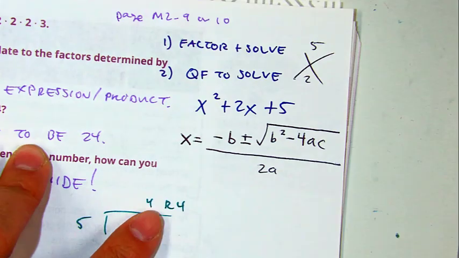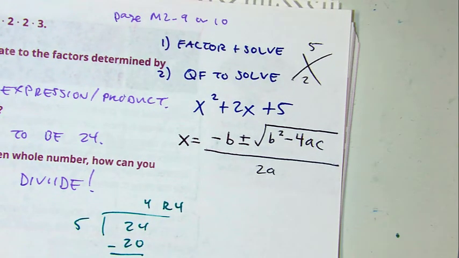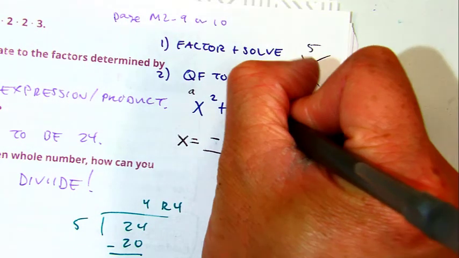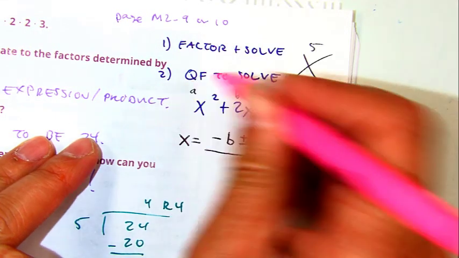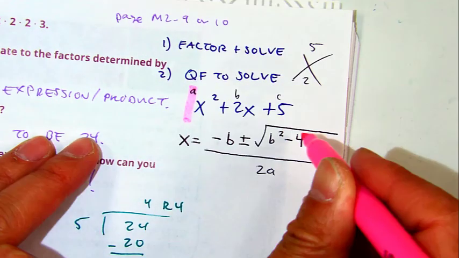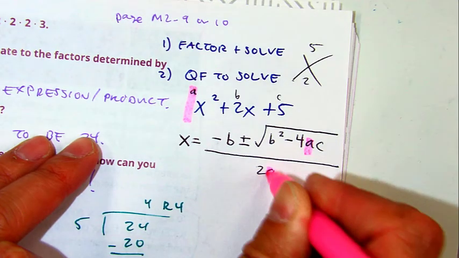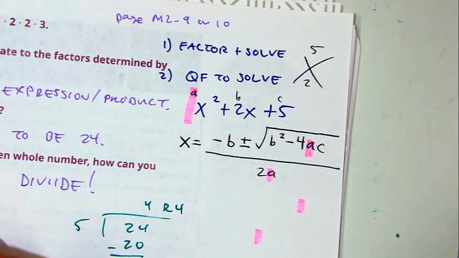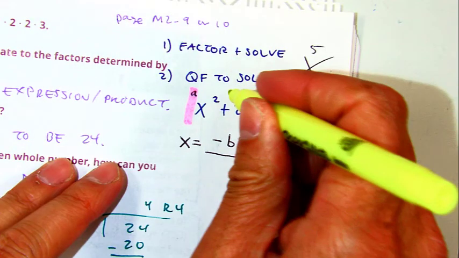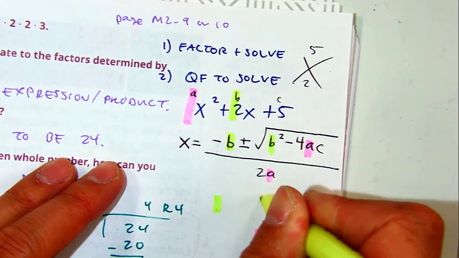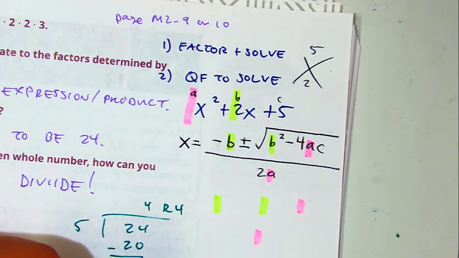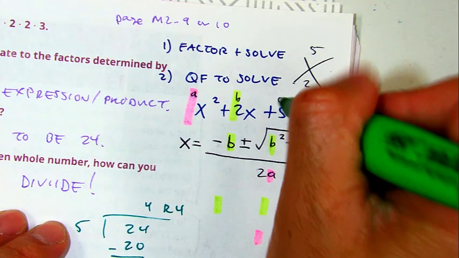Let me color code this for you. My a value is 1, my b value is 2, and my c value is 5. So every a value I'm going to put in is 1. Every b value I'm going to put in is 2. And every c value is 5.